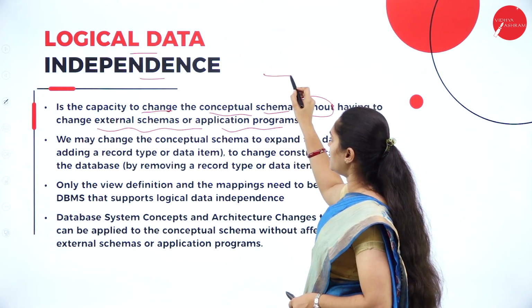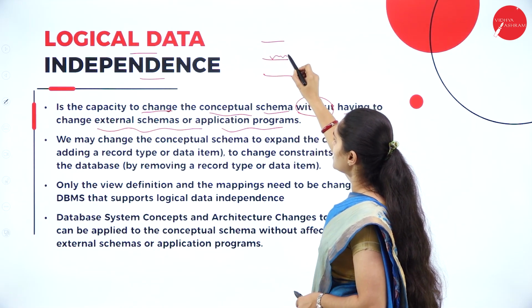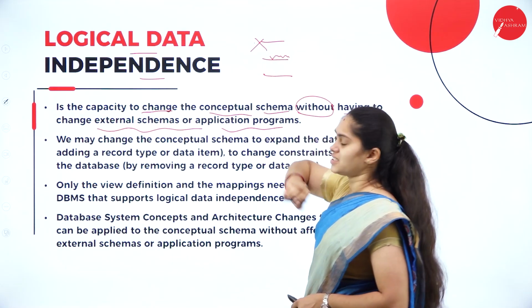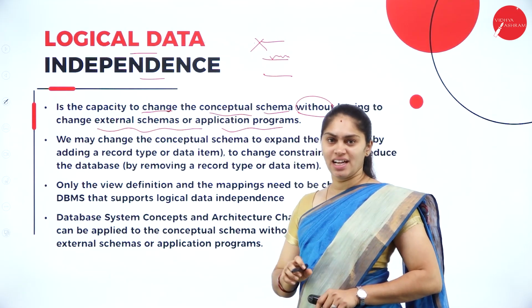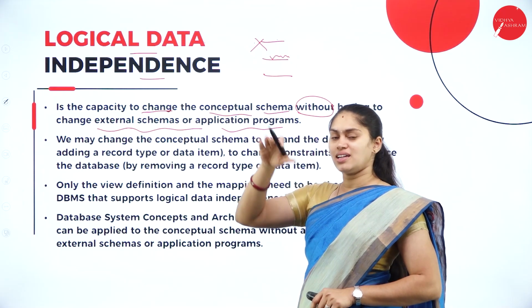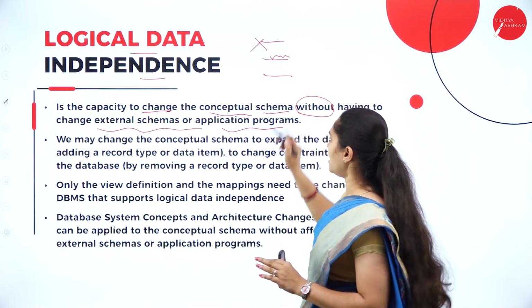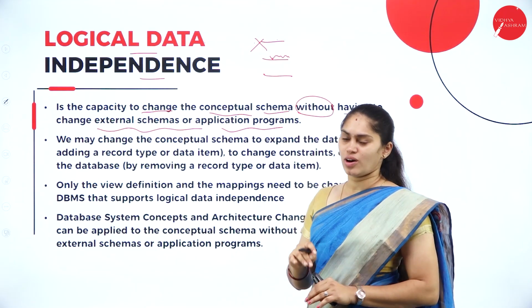Understand? Here we have a low level, conceptual level, external level. I am changing the conceptual schema without any change to the external schema. Then we call that logical data independence. We can't do any changes in the external level. Already that is at the utmost level. We don't have an upper level or high level. So we can make changes only in the physical level or in the conceptual level.